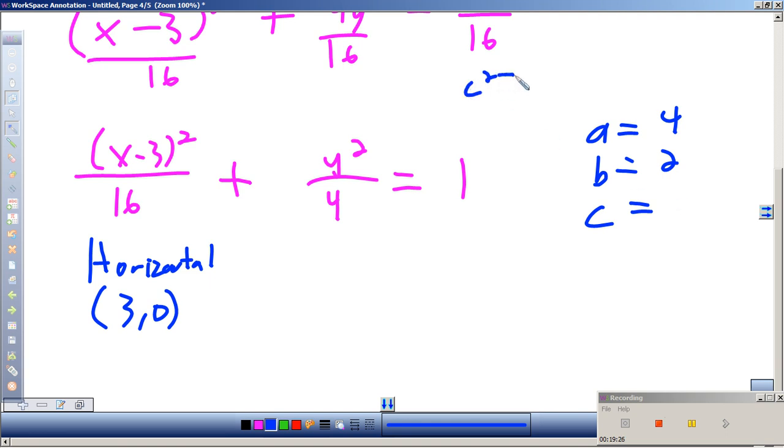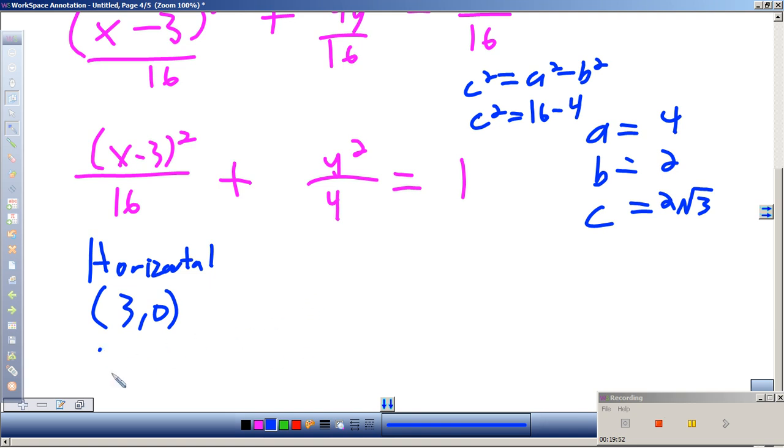Remember we had C squared equals A squared minus B squared. C squared equals 16 minus 4, the square root of 12, which is 2 root 3. Once we have all those, it's really easy to plug in and get all the rest of the stuff, right?